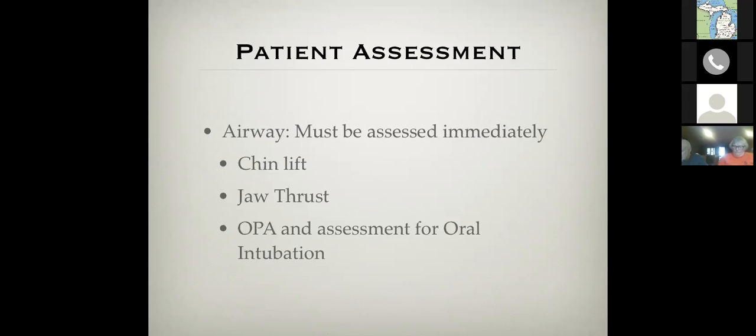We have multiple options. The first one is head tilt chin lift. We learned that probably one of the first weeks of school. The next is jaw thrust. Do we have a traumatic patient? If we do, a suspected neck injury or spinal injury, then we need to be doing a jaw thrust. And finally, OPA and assessment for oral intubation. We have to remember that we have basic tools, that sometimes our basic tools are the best before we work into our advanced tools. So how about an OPA?